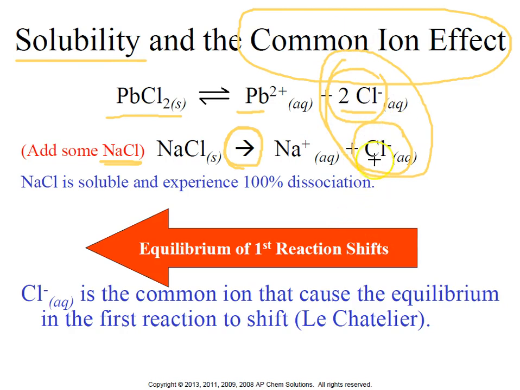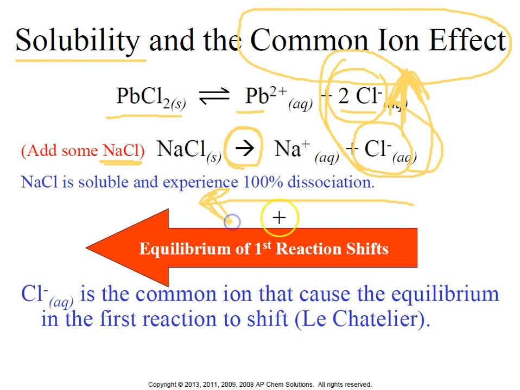So what will the chloride that's coming from the sodium chloride do to the solution of the lead chloride? Well, the chloride ion is a common ion with this chloride here. So it will increase the concentration of this chloride. So let's think about equilibrium. If we increase the concentration of this chloride, that's going to make the reaction shift back to the left.